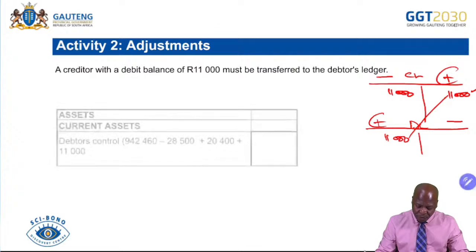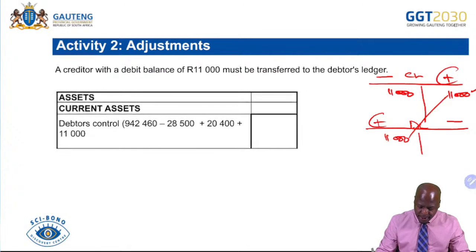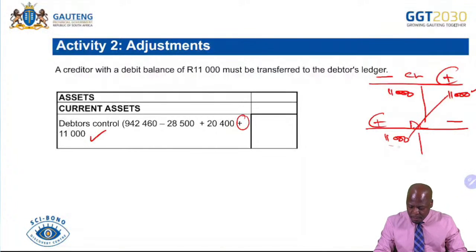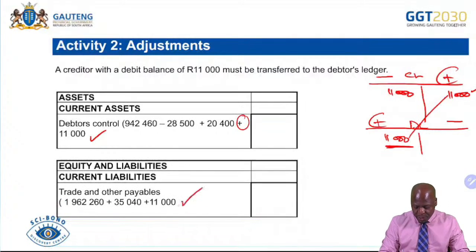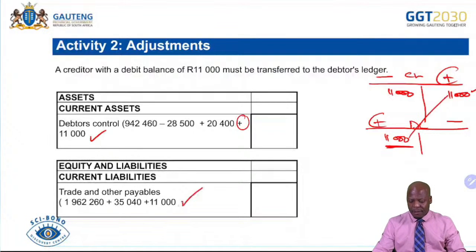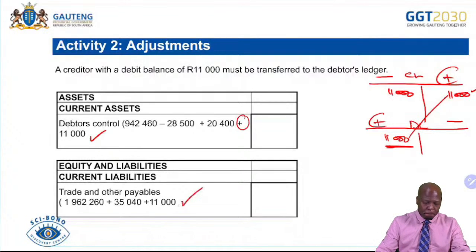So I'm going to come now to my current assets under debtor's control. I'm going to say plus 11,000. The sign is very important because I brought it to my debit side. And I'm also going to come now to my current liabilities, and I'll do the same and say plus 11,000.